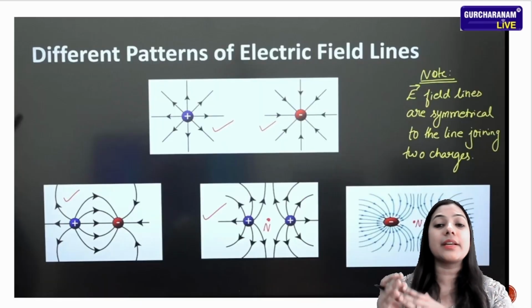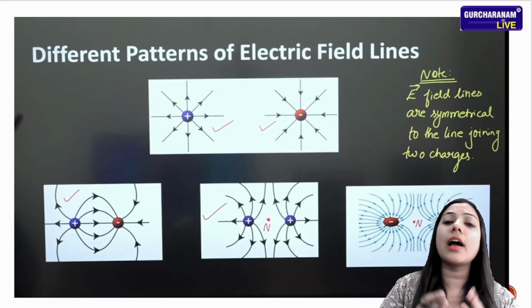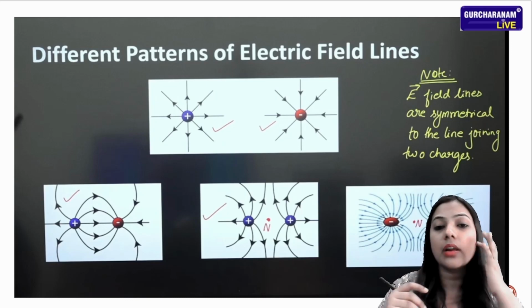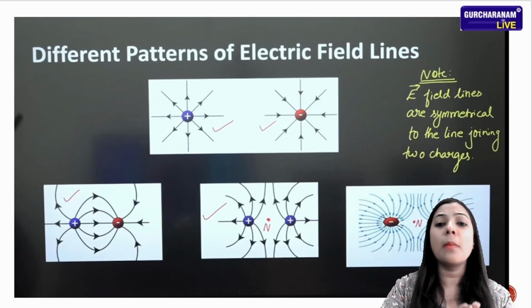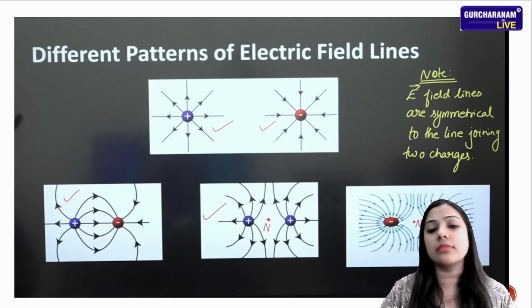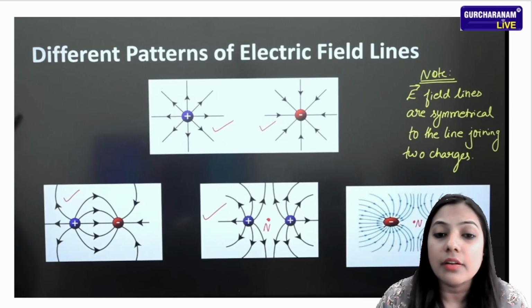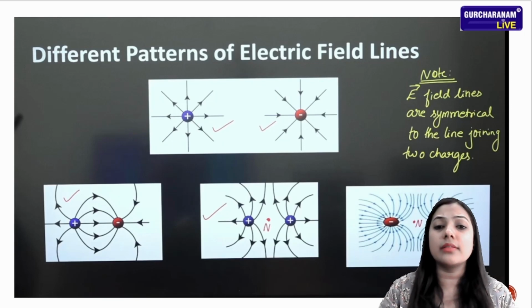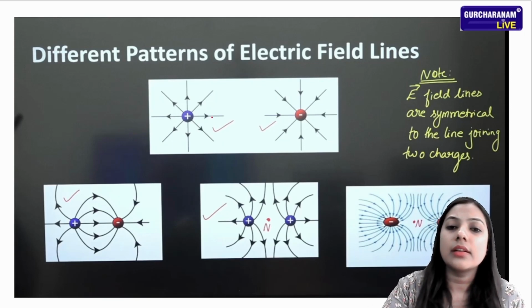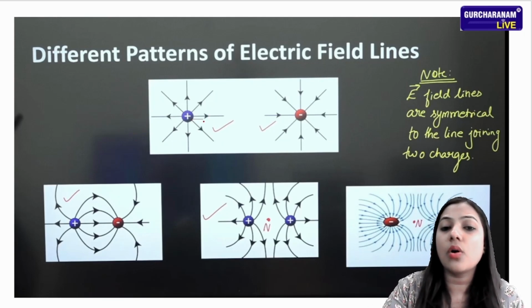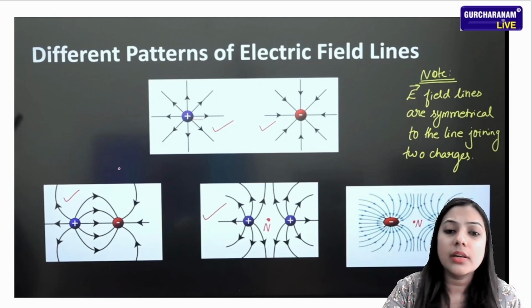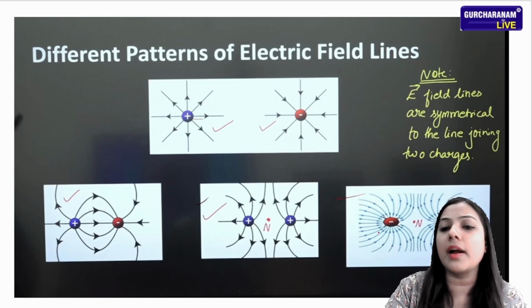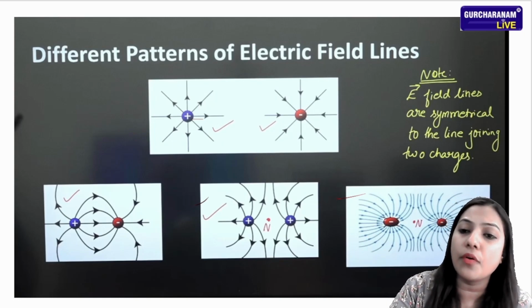So, different patterns of electric field lines. Electric field lines can never intersect each other, but they follow different patterns. The patterns are like they originate from the positive charge and terminate at the negative charge. In this diagram, the pattern is different. In this, it is also different. Okay, so these are different patterns of electric field lines of force.